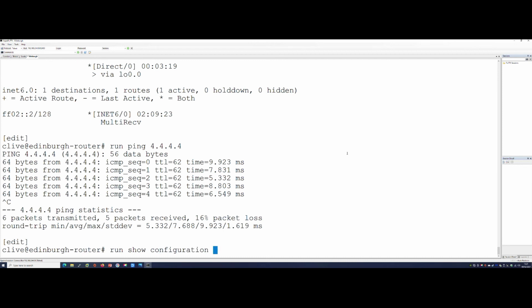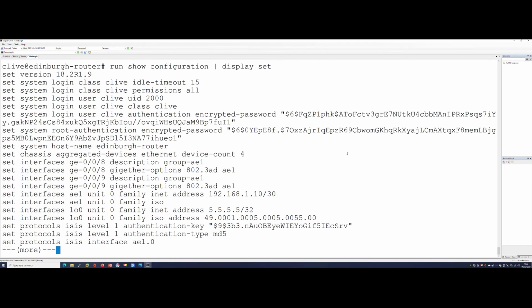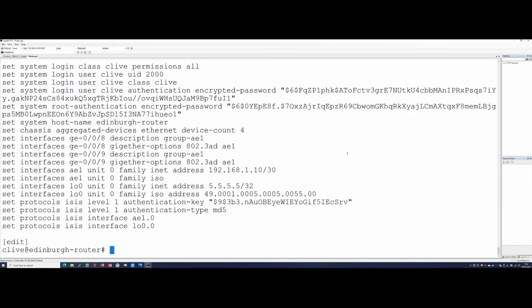But the reason I've not edited that out of the lesson is because it's a good learning curve, okay, for you guys. So the reason that is still working is because these are level 1, level 2 routers. So it's still communicating over level 2. Level 1, we've done the authentication, but we haven't done it on level 2. So let's do that.